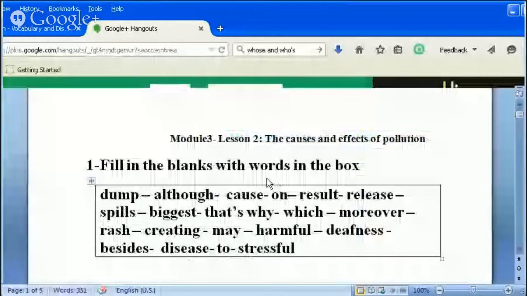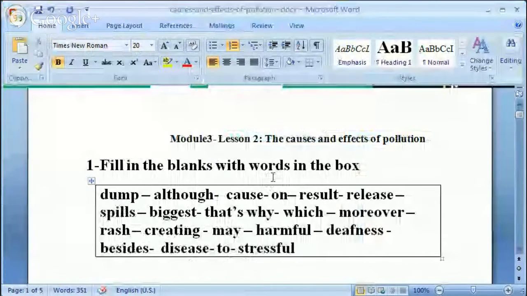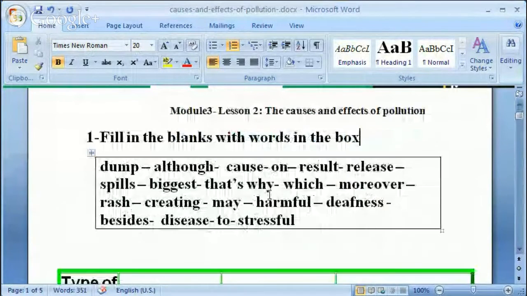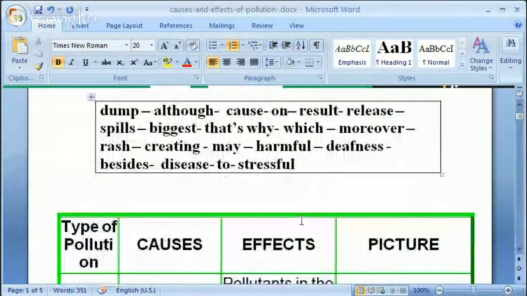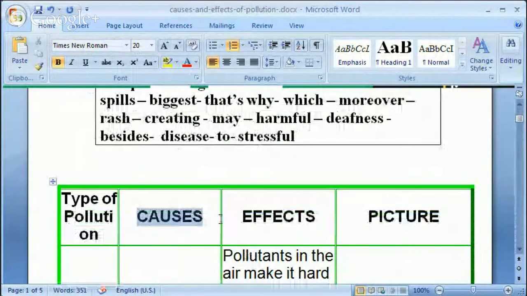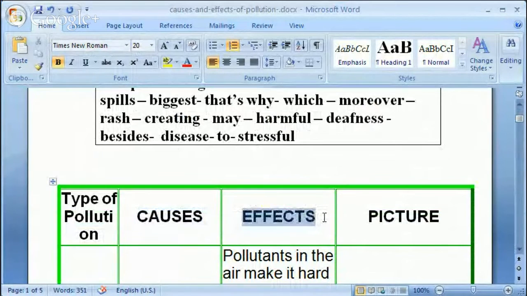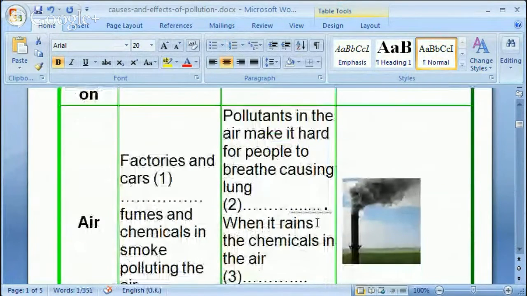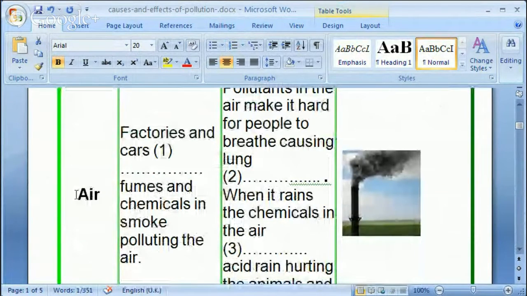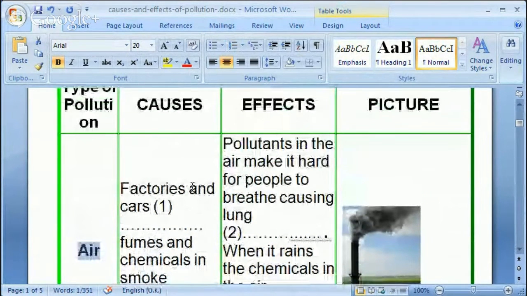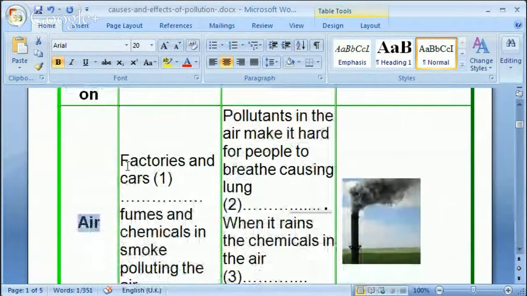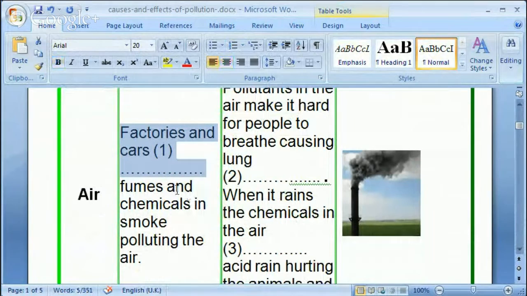So join me, and we'll do some fill in the blank exercises with words from the box here to talk about the causes and effects of certain types of pollution. Starting with air pollution. All right, very simple. The causes: factories and cars, something, fumes and chemicals in smoke polluting the air.